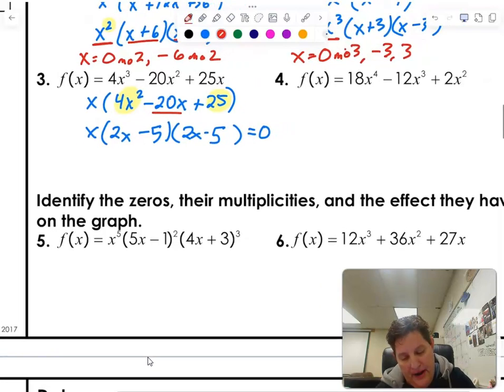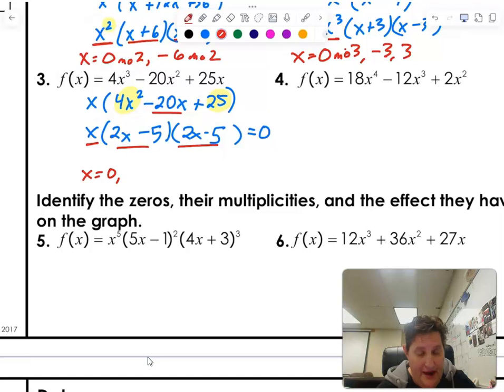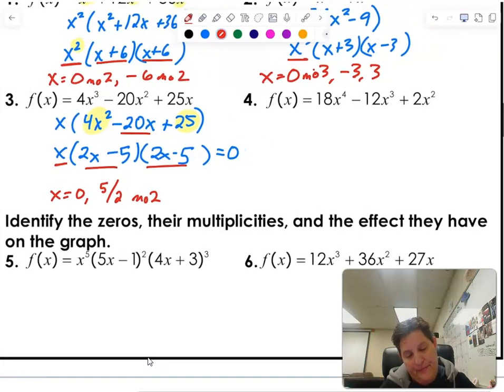And so my zeros are 0. And remember, when you're solving these, we add 5, divide by 2. So positive 5 over 2, and we got that answer 2 times. All right, this last one, the only thing I could take out is a 2x squared. That leaves me with 9x squared minus 6x plus 1.